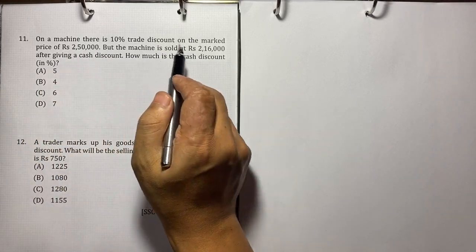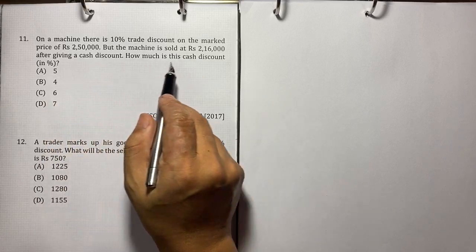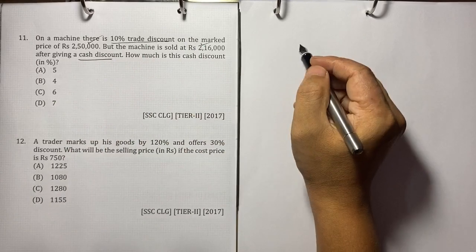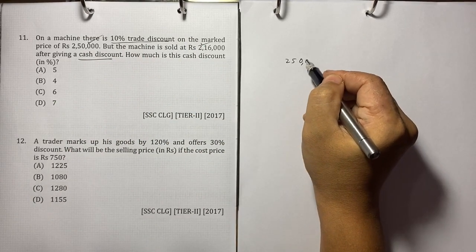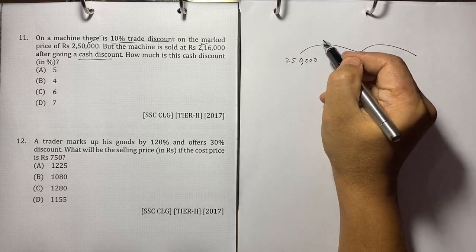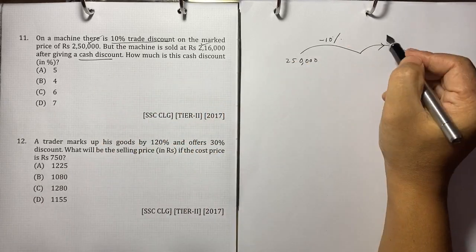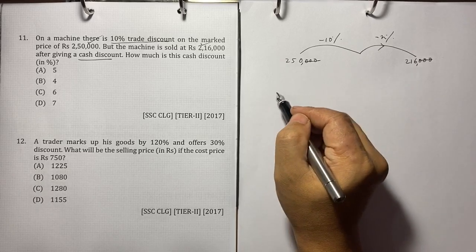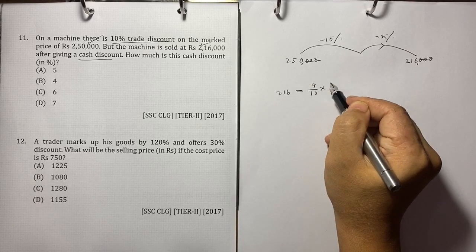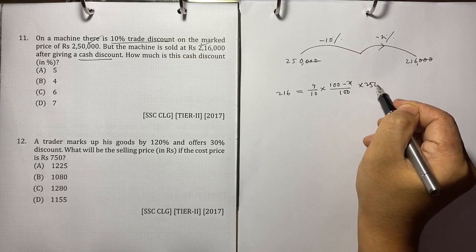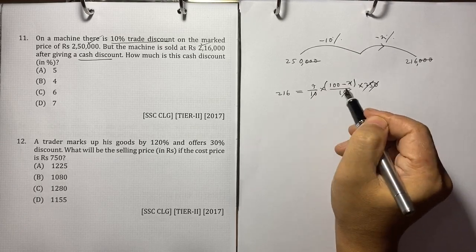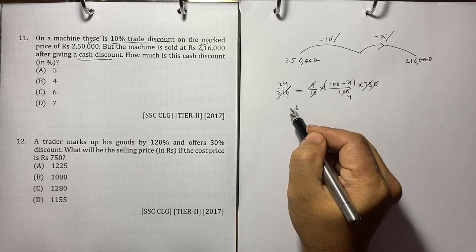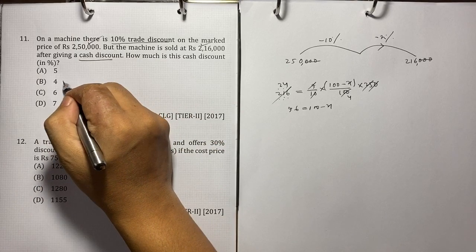On a machine there is a 10% rate discount on the mark price, but the machine is sold at this price after giving a cash discount. How much is this cash discount? Mark price is 250, this is the selling price 216. There is a rate discount first, the first discount, and then the cash discount. So 216 equals 9 by 10 into (100 minus X) divided by 100 into 250. Cancel, cancel, so this will be 2, 18, 3, 6, 4, 24, and I will get 96 equals 100 minus 4, so X equals 4%.